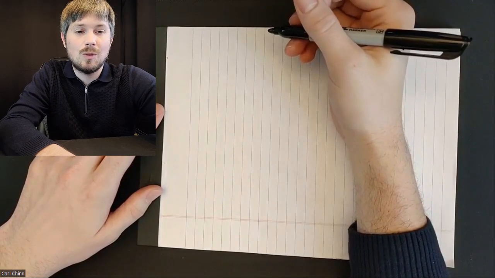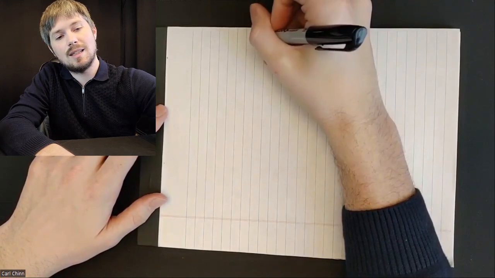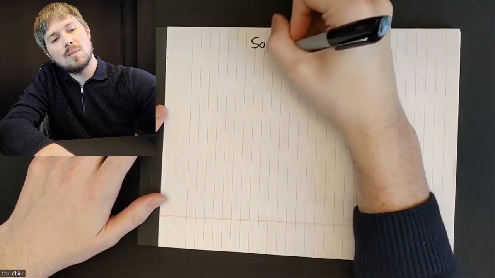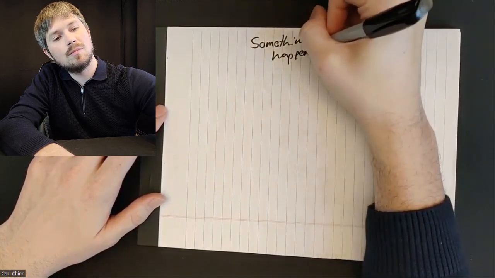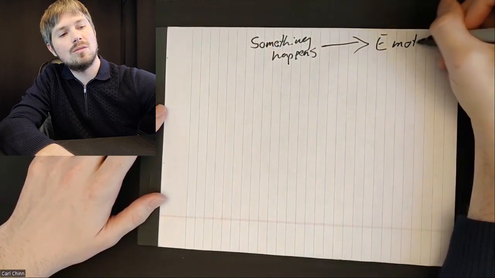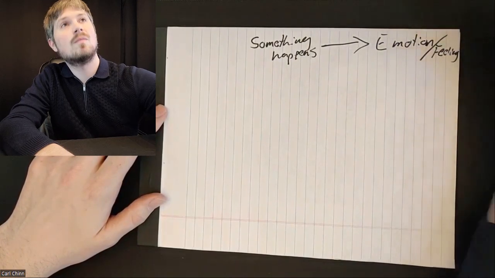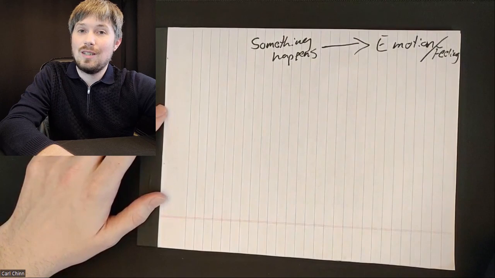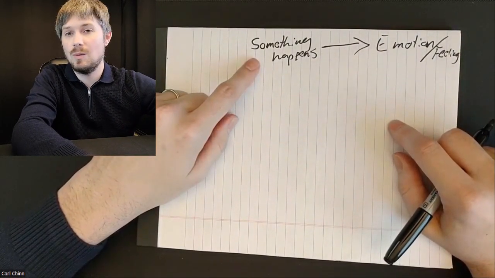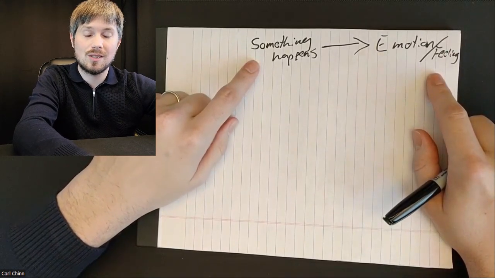And the first part we want to try to see is that we generally feel the world when we start by saying that something happens, and that leads to some sort of an emotion or a feeling. We want to try to notice two key features here. One is that we're not in control of the something that happens. We're not in control of our circumstances. And we're also not in control of our emotions.